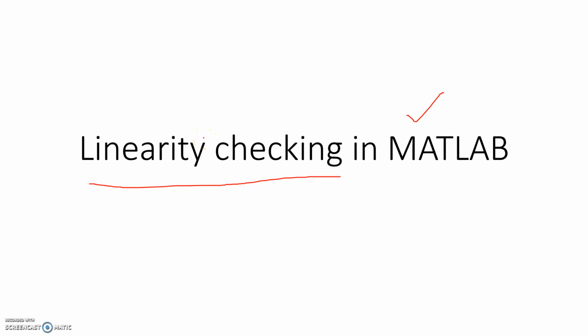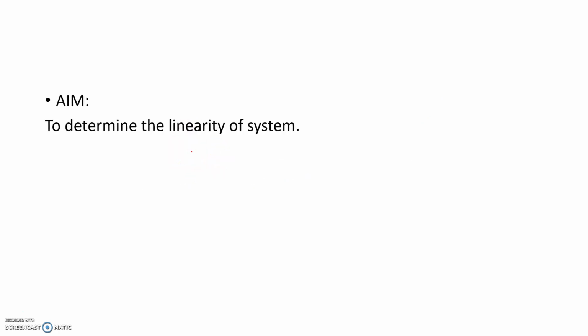This is one of the most important lab experiments from the DSP subject point of view, and you should understand it for practical applications also. So let us try to understand how to write the code for this. See, the aim of the experiment is to determine the linearity of a system.